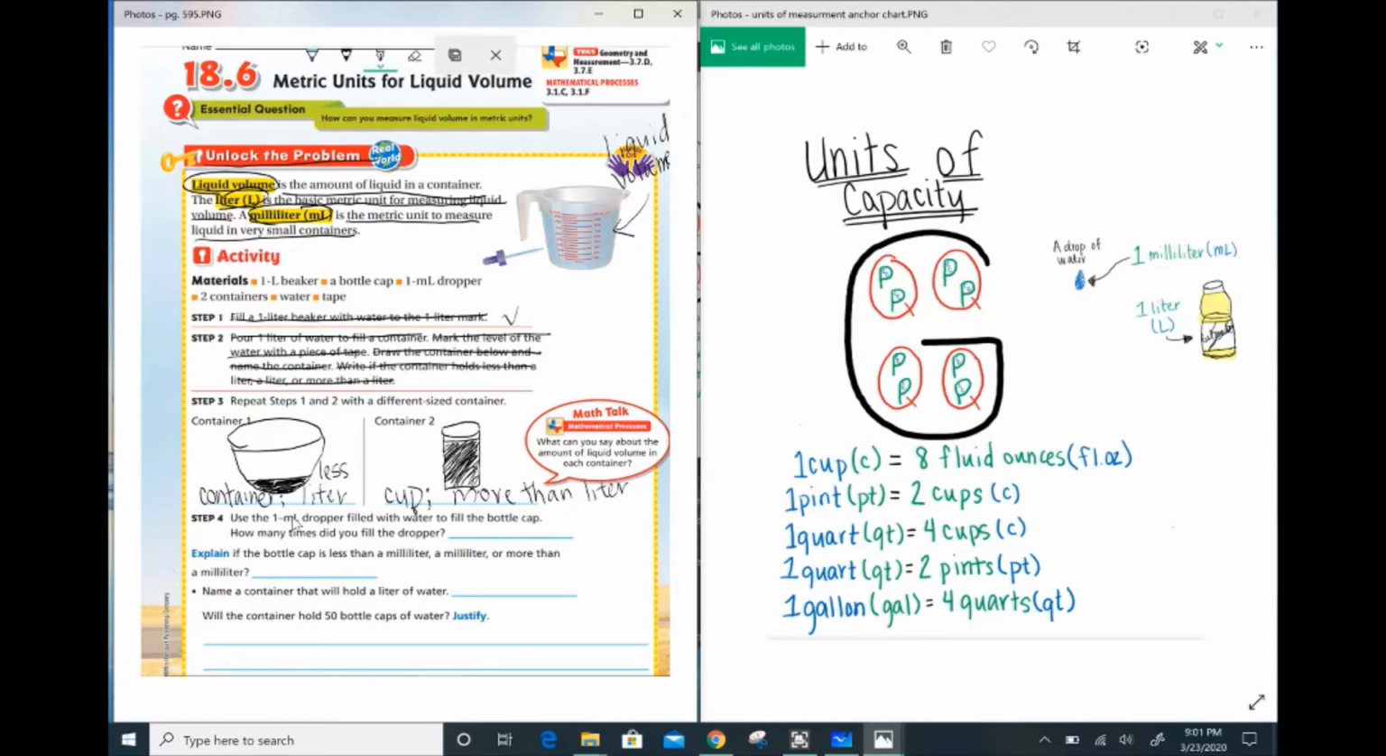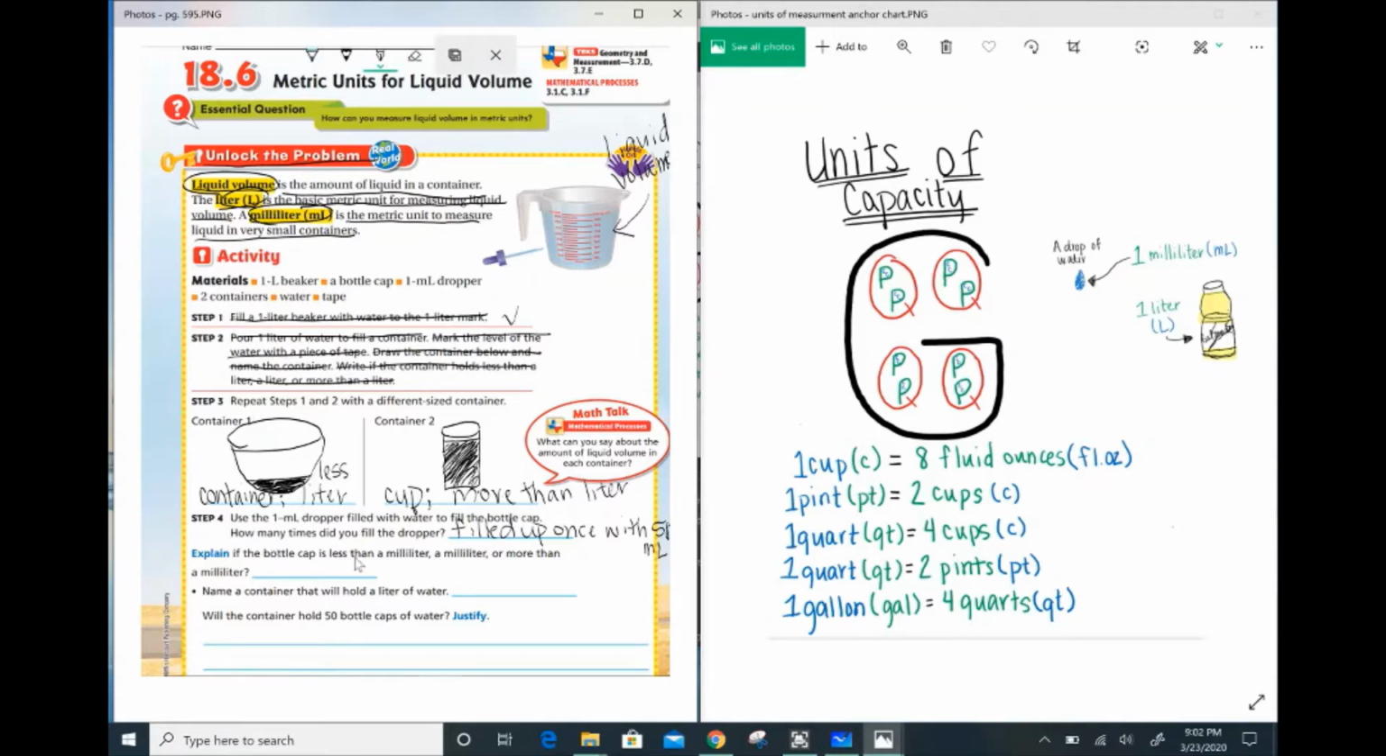It says use a 1 milliliter dropper filled with water to fill the bottle cap. How many times did you fill the dropper? I used a dropper that was 10 milliliters, but I only filled up 5 milliliters and it was full. So I filled it up once, with 5 milliliters.